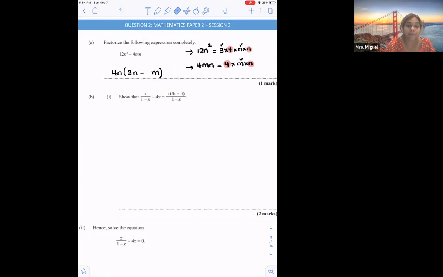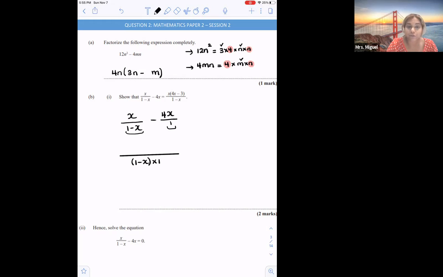Let's look at part B. x over 1 minus x, minus 4x over 1. In order for me to subtract the numerators of any fractions, I must have a common denominator. So the denominator here is 1 minus x multiplied by 1. I simply multiply this by that.